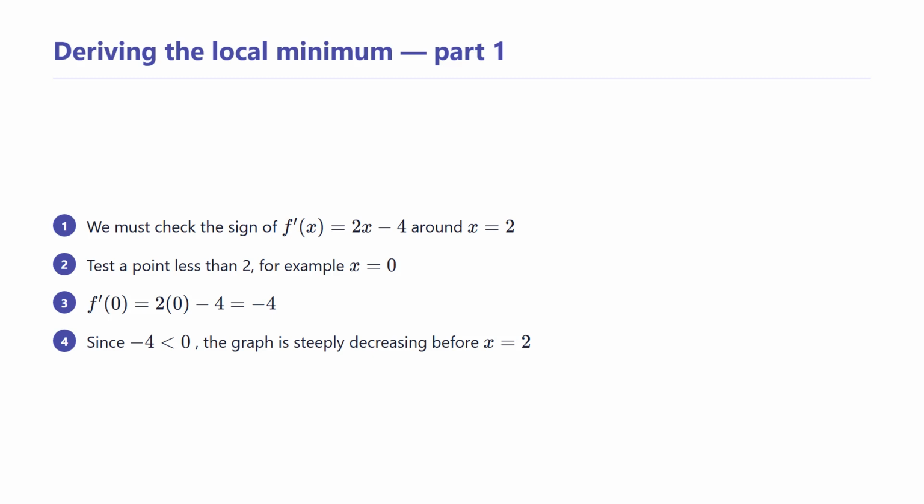So we have proven that a critical point exists at x equals 2. This brings us to testing the surrounding regions to see if it is a minimum or maximum. We need to check the sign of our derivative on either side of this point. Let us pick a number less than 2, say 0, and plug it into our derivative function. We get -4. Because this result is negative, it tells us definitively that the original graph is going downhill, or decreasing, as we approach x equals 2 from the left.